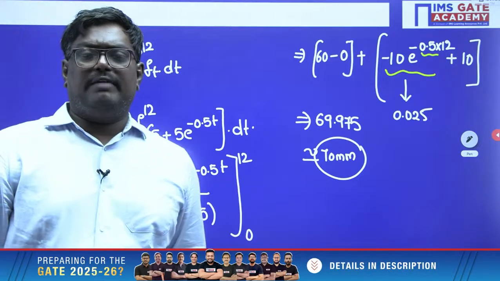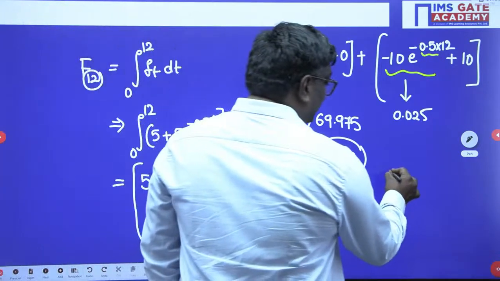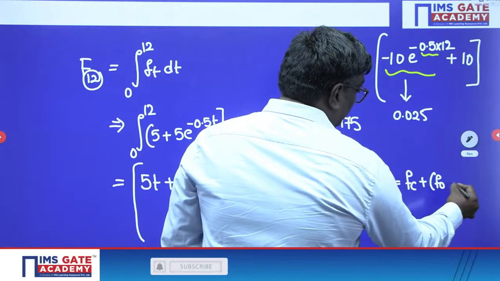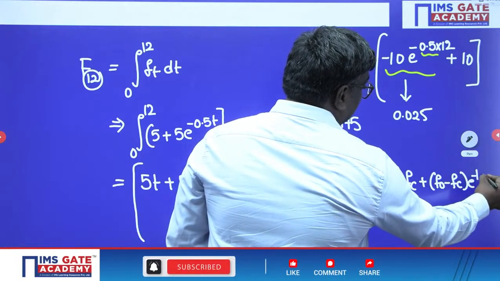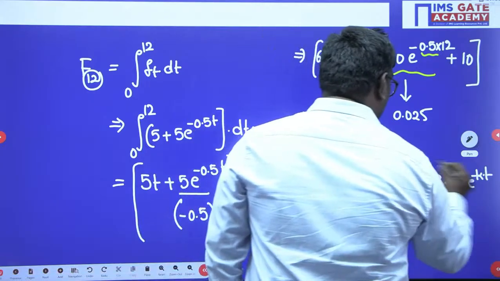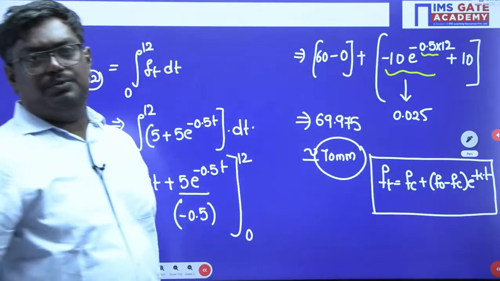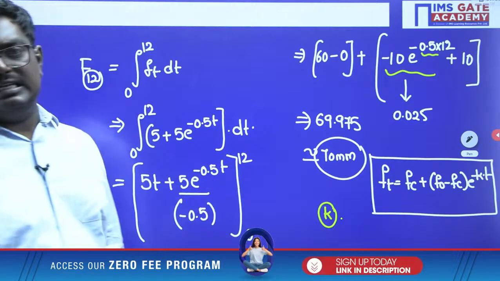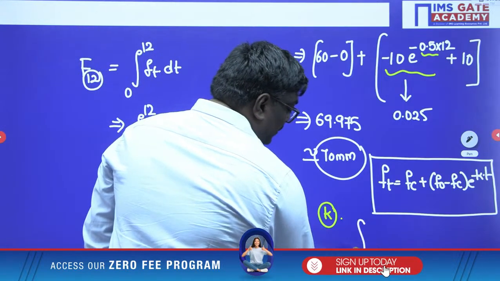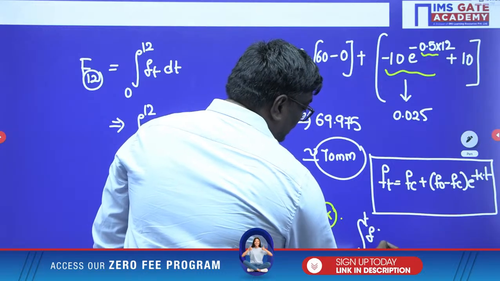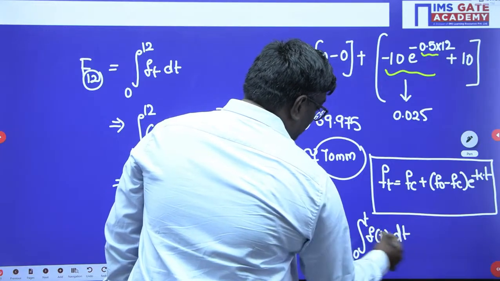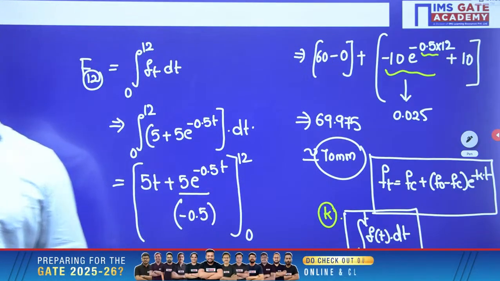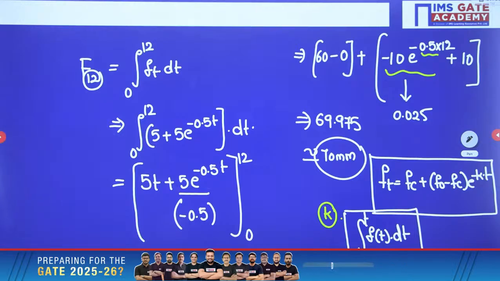So, the key takeaway from this problem is that the infiltration at a time t is given by the formula Fc plus (F naught minus Fc) into e power minus kt. So this formula should always be remembered by you. And let me tell you, my dear students, K is nothing but the decaying constant. If you want it over a period of time, then just take the integral 0 to t of f of t dt. If you do this, you will get the solution. Please solve that. Please write down that, students.